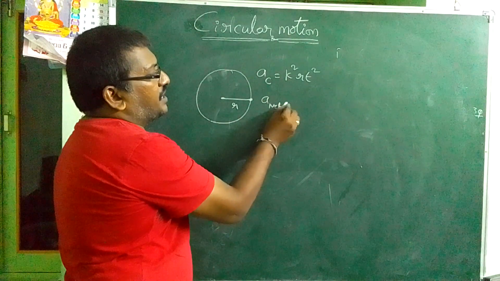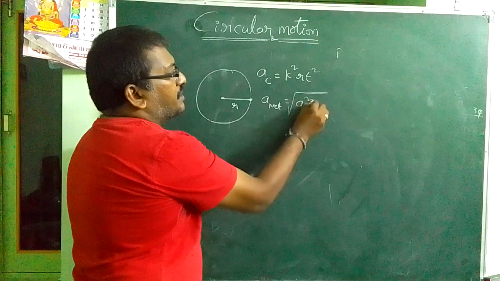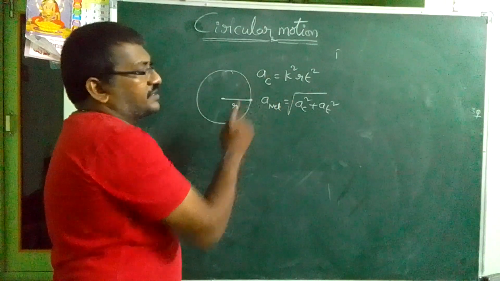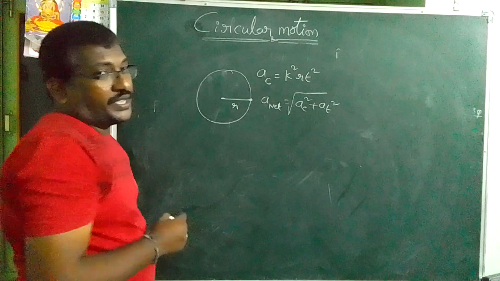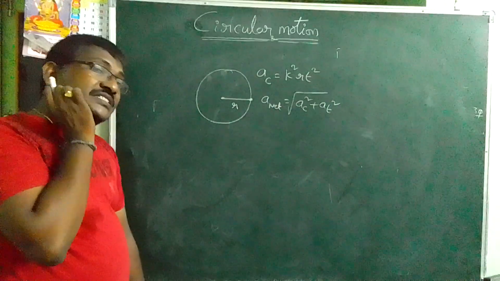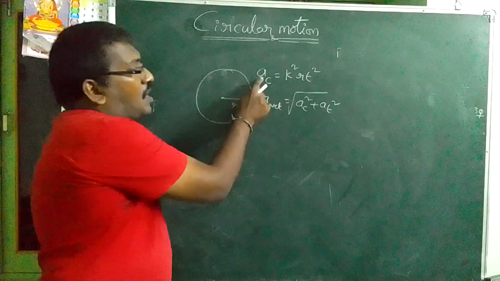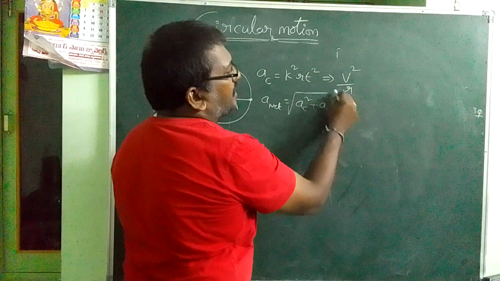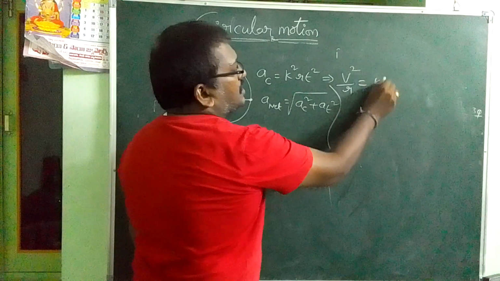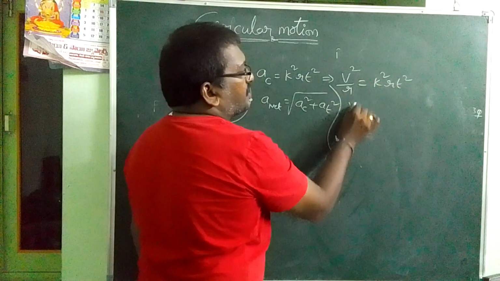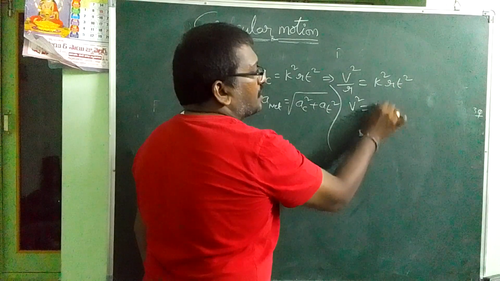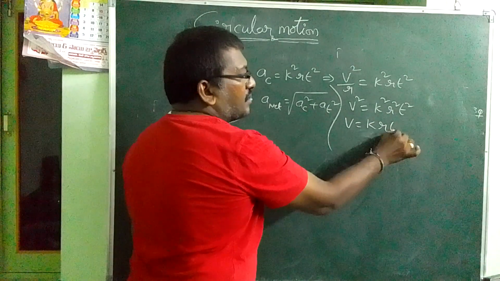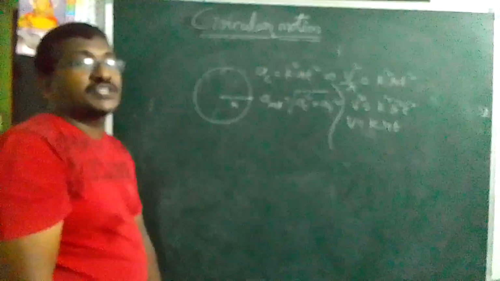That means a net is equal to the formula under root AC square plus AT square. In the given data, AC is there. But what about AT? We know AT means, Nana, change in velocity with respect to time. AC means, what is the formula? V square by R. That is equal to k square r t square. So from this, V square is equal to k square r square t square. From that, V is equal to k r t, the linear velocity of the particle.